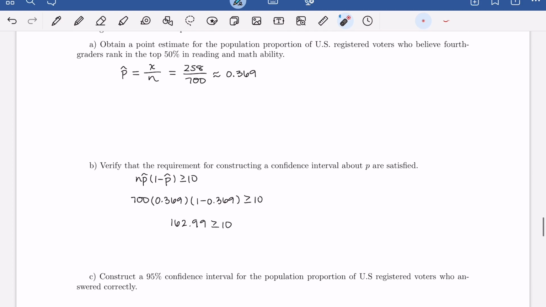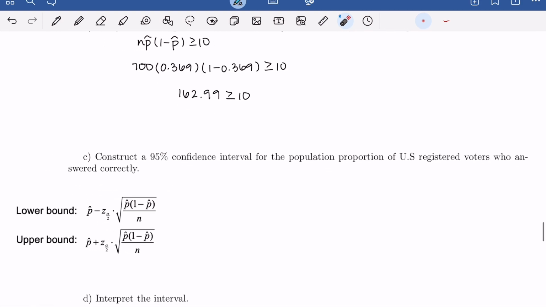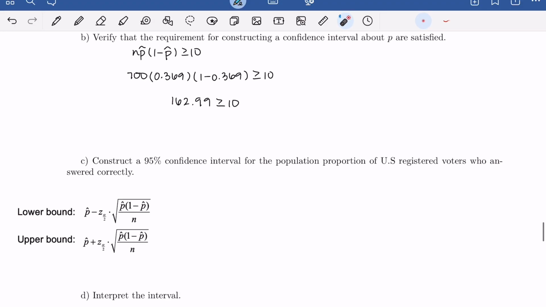Okay. Then for part C, we're going to construct a 95% confidence interval for the population proportion of US registered voters who answered correctly. So we're going to construct our first confidence interval. As you can see, I have our lower and upper bound here. So what we need to do is find the information for these formulas and then plug it directly into these formulas. So first things first, we already know what our p hat is. We already know what n is.